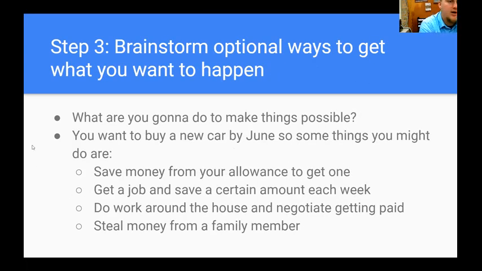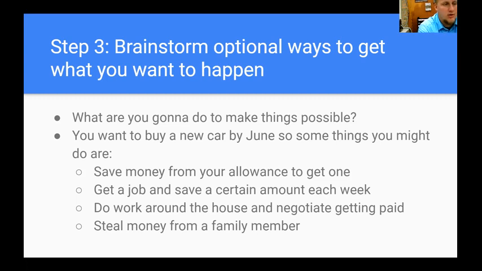It's brainstorming optional ways to get what you want to happen. So basically this is, what are you going to do to make things possible? So, getting more time to do homework at night. What are you going to do to make things possible? Maybe you stop sitting on your phone so long. You stop watching TV so long. You cut video game time out. You set aside a certain amount of time that you're going to do homework every night. Some things like that. You just think about what you're going to do to make the things possible, and that will help with your decision making on how you can improve different things.